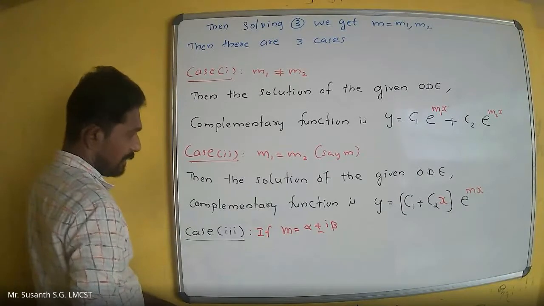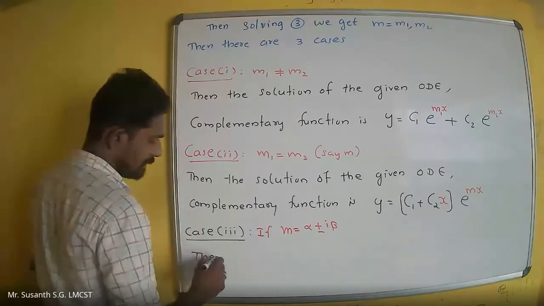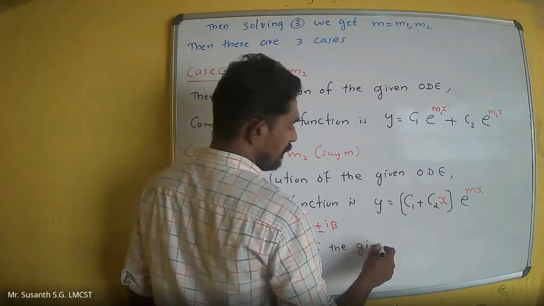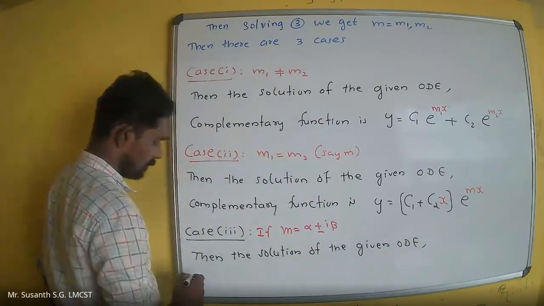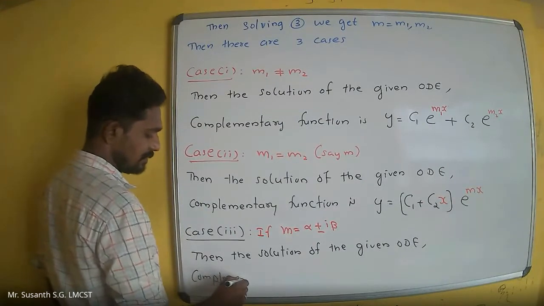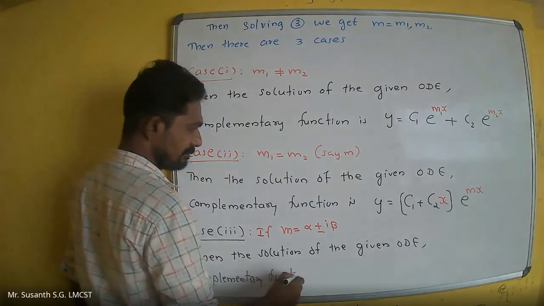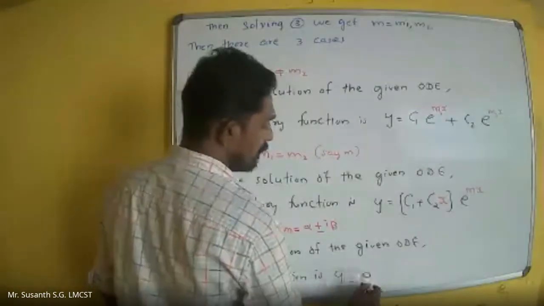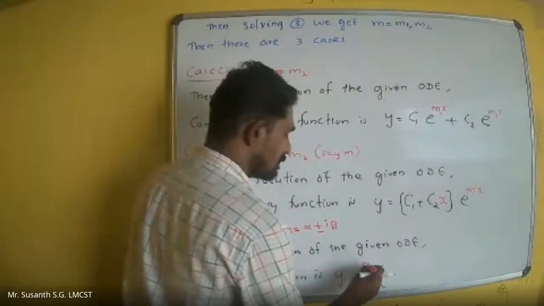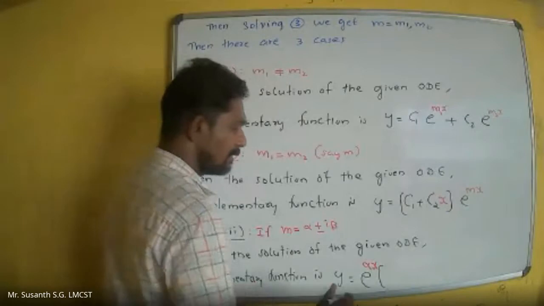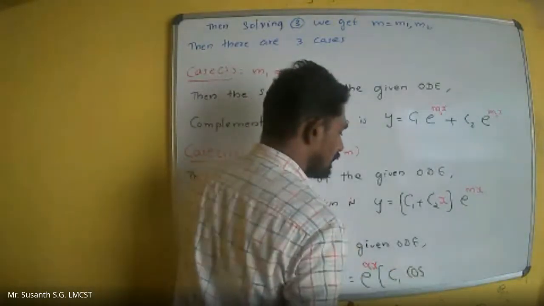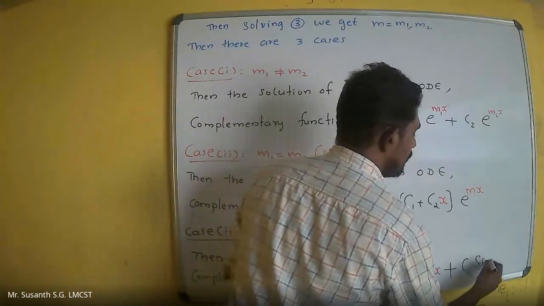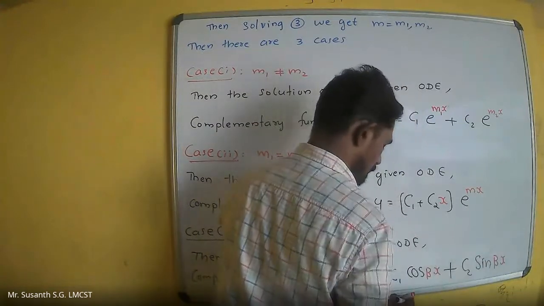Then the solution of the given ordinary differential equation, also called the complementary function, is y is equal to e raised to alpha x, with alpha the real part, into c1 cos beta x, with beta the imaginary part, plus c2 sin beta x. This is the solution.